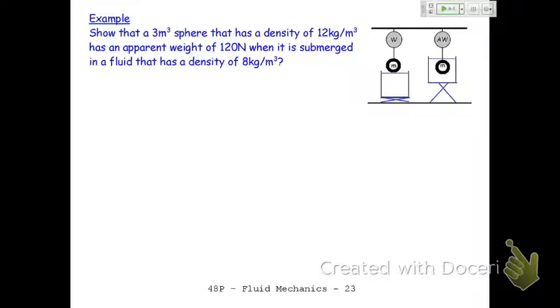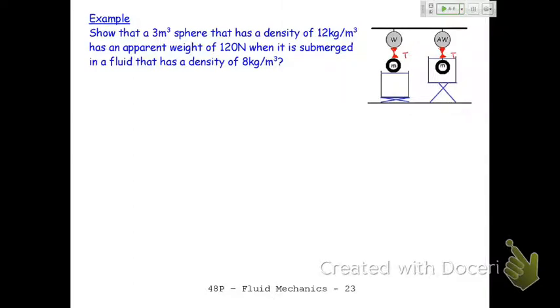It's like: show that a 3 cubic meter sphere that has a density of 12 kilograms per cubic meter has an apparent weight of 120 newtons when it is submerged in a fluid of density 8. So first of all, we've got to figure out what the apparent weight is. The apparent weight is what it appears to weigh, and it is basically the tension in this little string. This thing is pulling up on the mass, and this thing is pulling down on the gauge. So it's that tension.